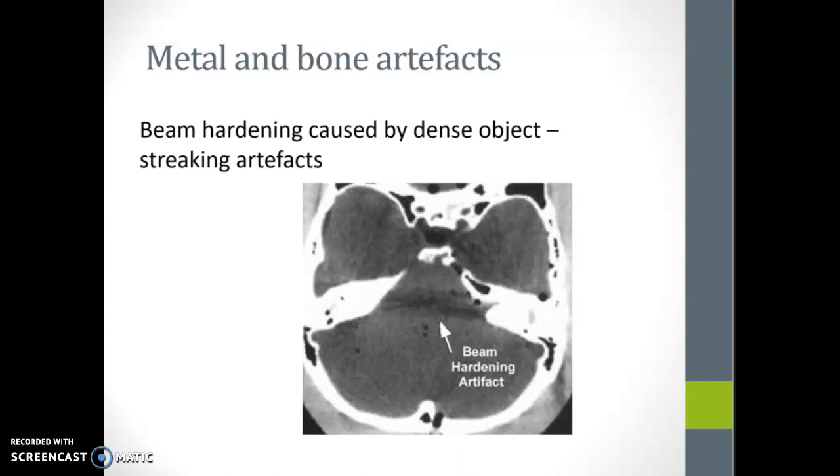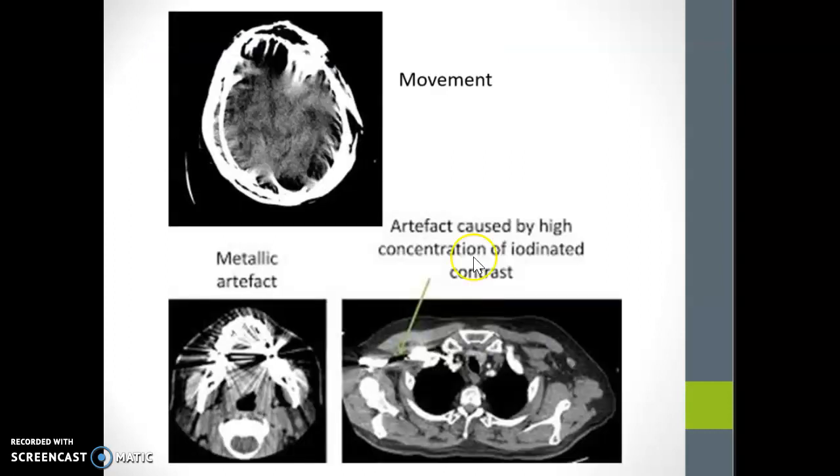So within CT, you can obviously do a CT scan if you have a metal artifact, but it will cause a hardening artifact through the image that you have. So the beam hardening caused by dense objects causes streaking through the image. And then you also get issues with movement artifacts if the patient is moving around, if they're in pain, or they're not very good at sitting still. You'll end up with movement artifact.